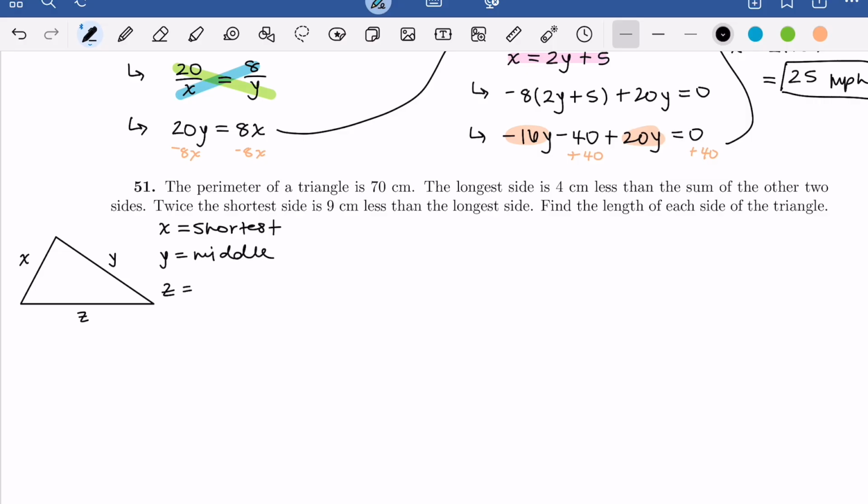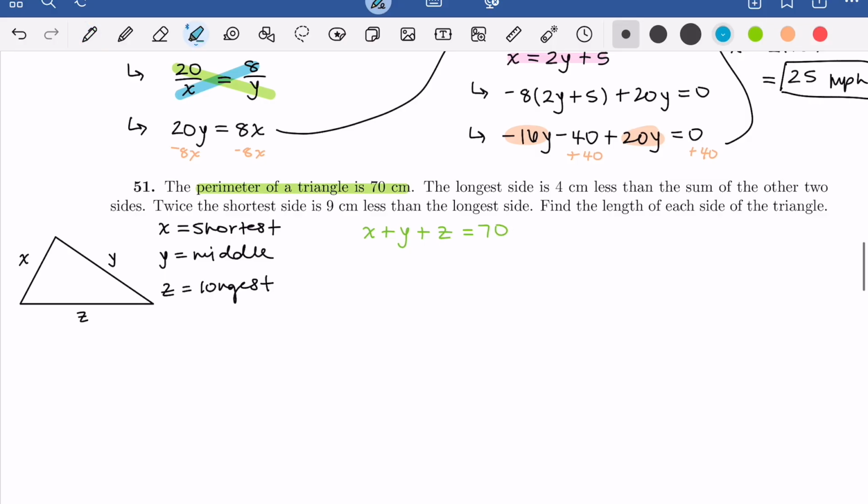And then z is our longest side. All right. So with this information, let's create our system of equations. Our first equation could be given by this. We're told that the perimeter of a triangle is 70 centimeters. And we know to find the perimeter of a triangle, we're just going to add the length of all 3 sides. So this is going to be x plus y plus z is equal to that perimeter of 70 centimeters.